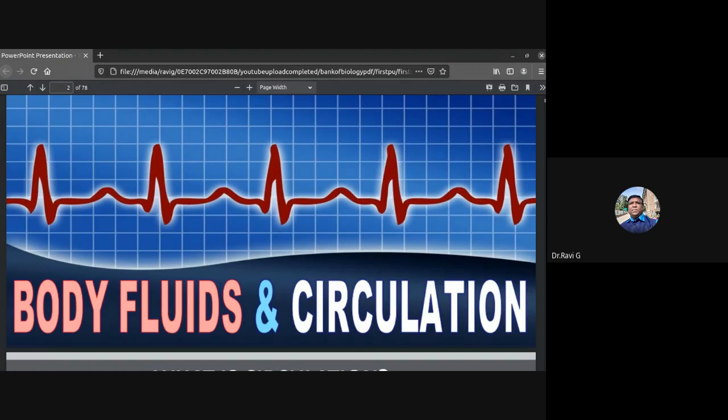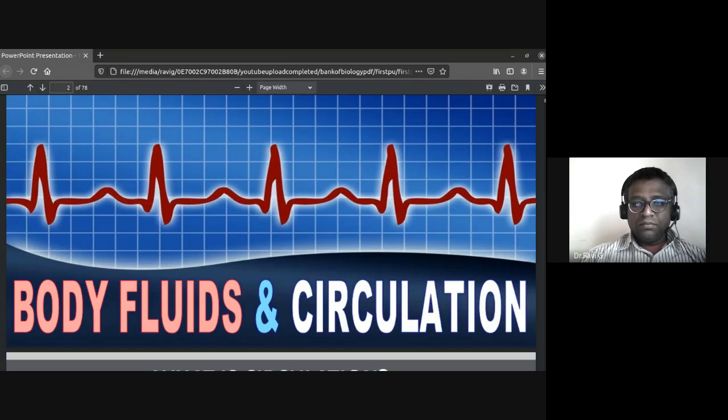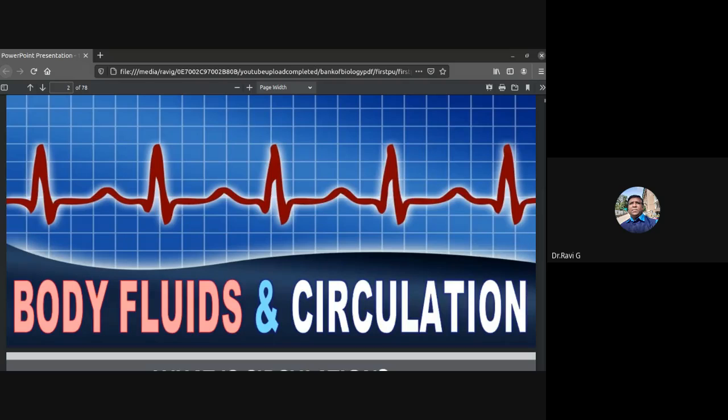Apart from that, the heart is myogenic. In human beings, the heart is myogenic. It is a muscular heart. It is controlled by the muscles. Only in king crab or lemurs, the heart is controlled by the nervous system. So we call it a neurogenic heart.